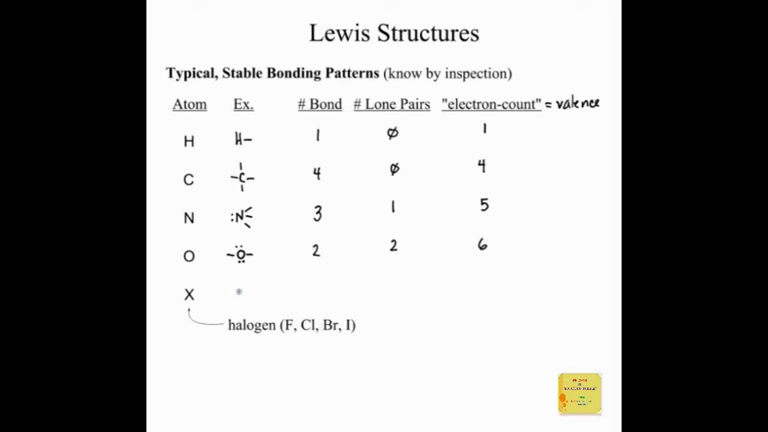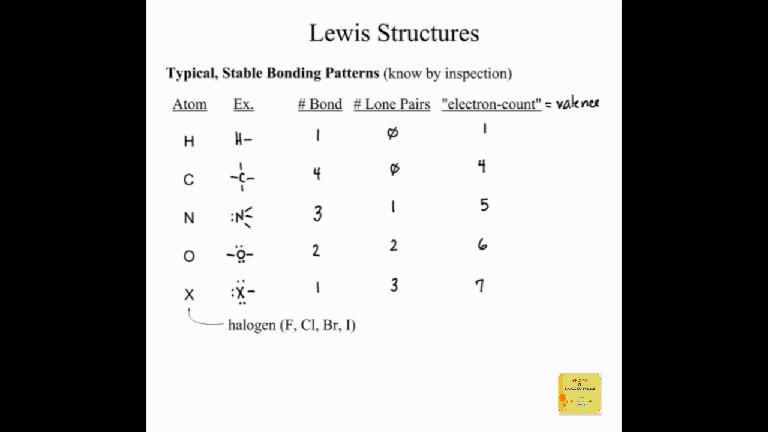How does that typically bond in a molecule in a Lewis structure? Typically, we'll have just 1 bond and 3 lone pairs, just like the chlorine we saw on our recent example. 1 bond and 3 lone pairs is a very stable looking halide because it has 2, 4, 6, 8 electrons around it, and that's exactly what it wants according to its valence.